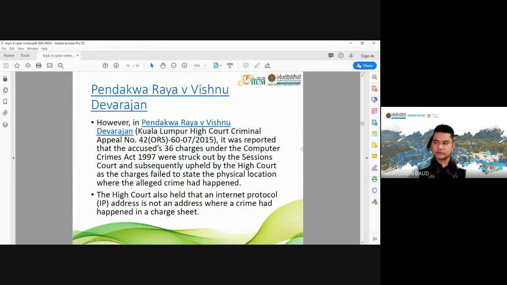If it's a computer, it happens in computer. You have to indicate where the computer is situated, maybe in a house in Kuala Lumpur and so on.